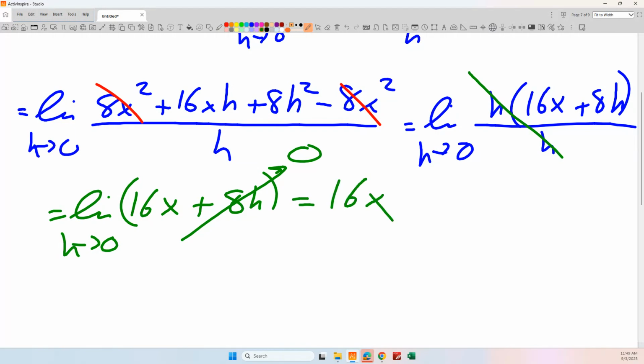Okay, there we go. Can you evaluate that? Well, no, we can't because we don't know what x is, it's a variable. But what's important is the expression we're left with no longer has h's because we took the limit as h approached the value.